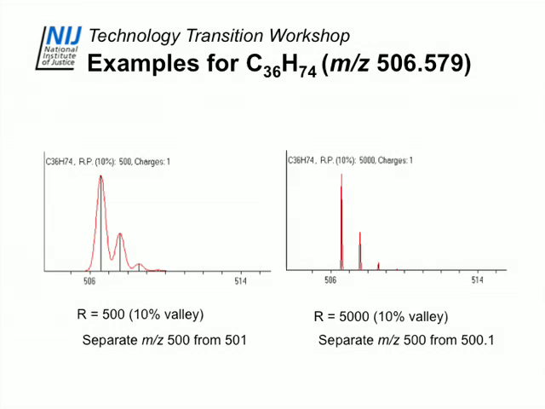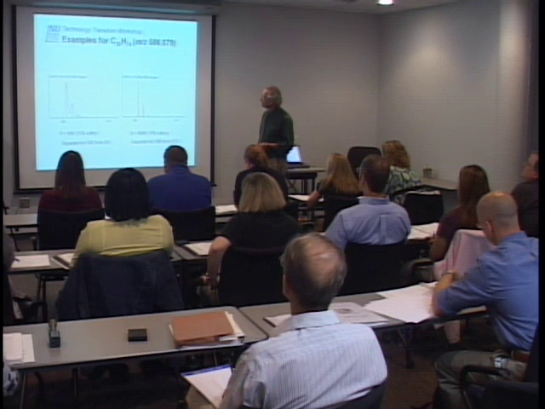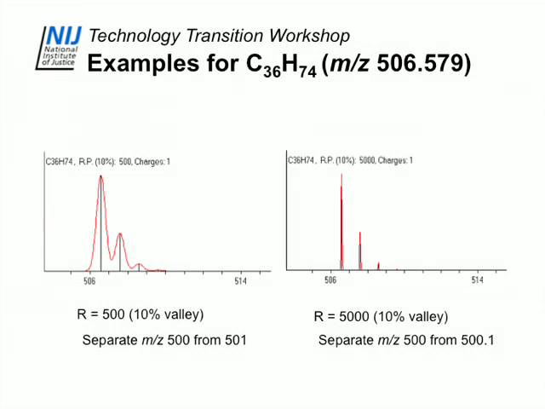Here's the same mass done at two different resolving powers. This is really hexatriacontane, but it's close enough to mass 500 that you can extrapolate. On the left, you see a resolving power of 500 with a 10% valley definition. So that means that mass 500 and 501 can be separated from each other. With resolving power of 5,000, you can separate mass 500 from mass 500.1. So see how much narrower the peaks are. The actual resolving power is going to be awfully close to that.